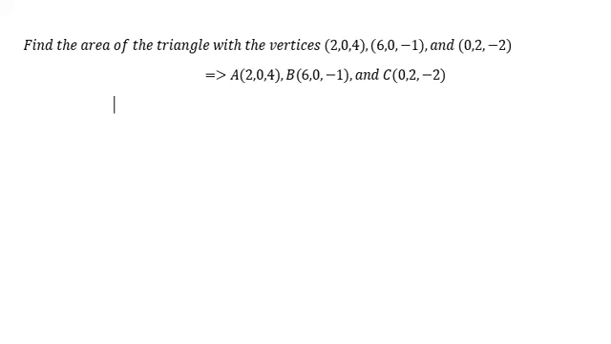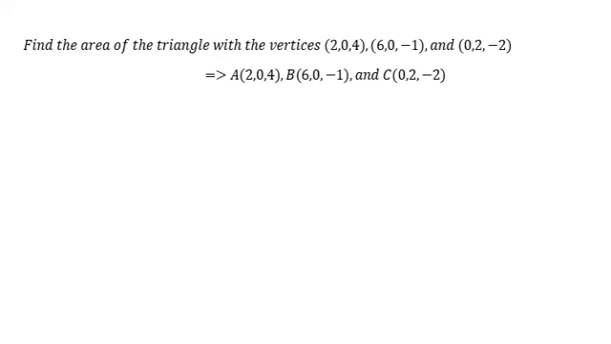The next step, we need to find the vector AB and the vector AC. So we use the numbers from point B minus point A. So 6 minus 2, 0 minus 0, and -1 minus 4. And we got 4, 0, and -5.